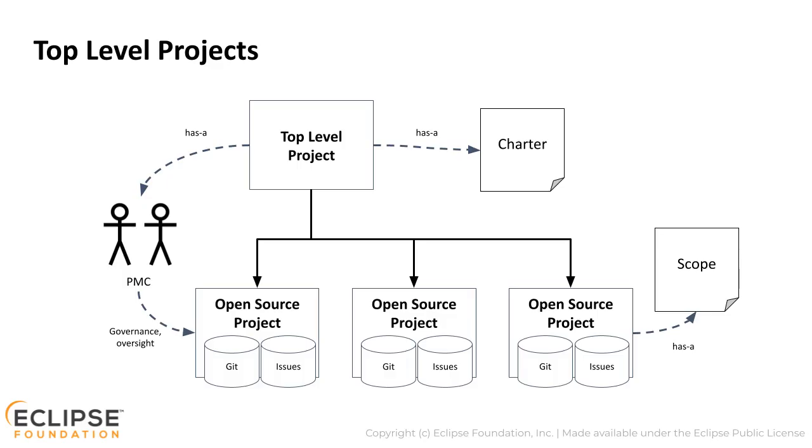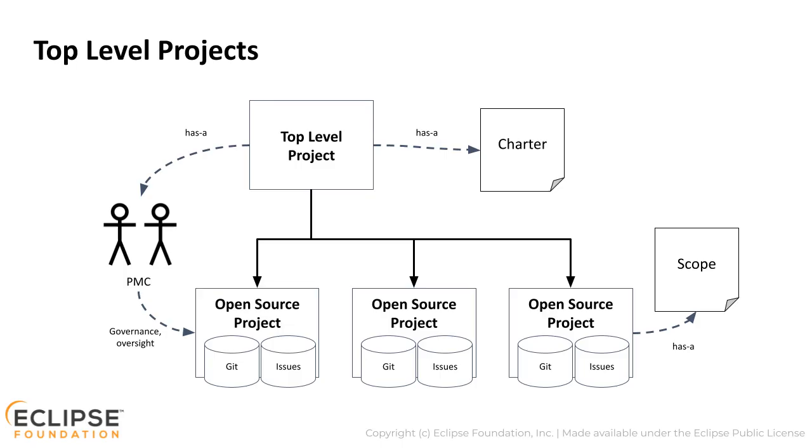Eclipse open source projects are organized hierarchically, with top-level projects at the top. Top-level projects can be thought of as primarily organizational, with Eclipse open source projects being the operational unit where the real work happens. Top-level projects have a charter that defines their mission and scope, along with a collection of open source projects that implement their mission. Eclipse open source projects align with exactly one top-level project. Eclipse open source projects do not have a charter. Rather, they have a scope that aligns with the scope and mission of their top-level project.